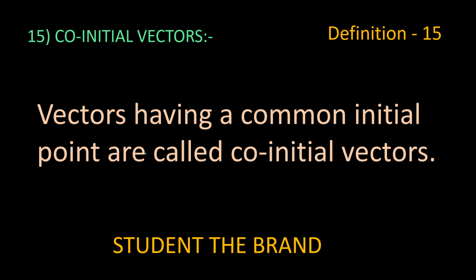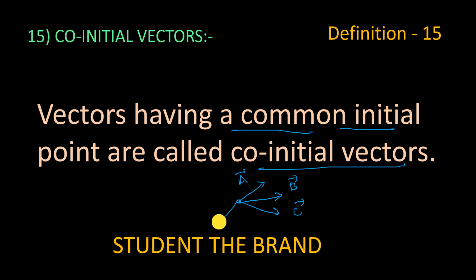Right. Now co-initial vectors. Co-initial vectors means vectors having the same common initial point. So this is the initial point of all the vectors. I am taking A bar, B bar and C bar, and D bar also. So I am considering here 4 vectors whose initial point is at one common point, right? So vectors having a common initial point are called co-initial vectors.